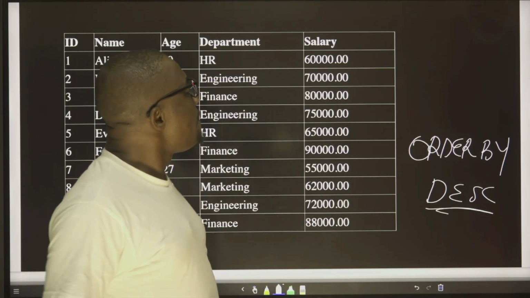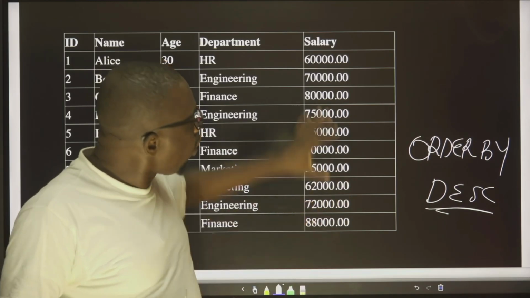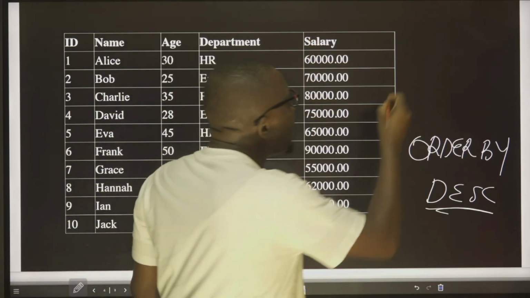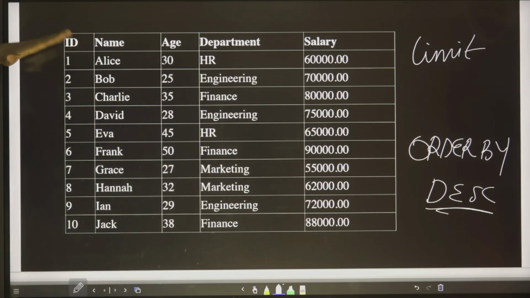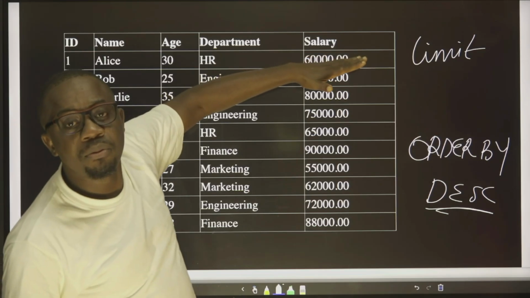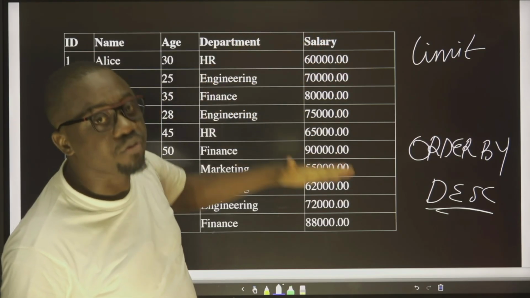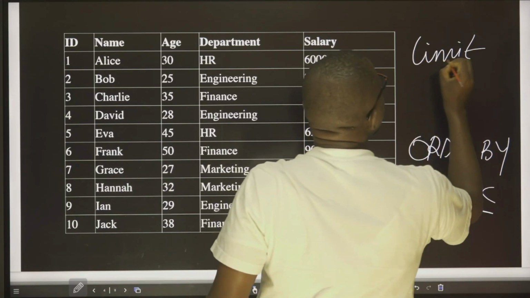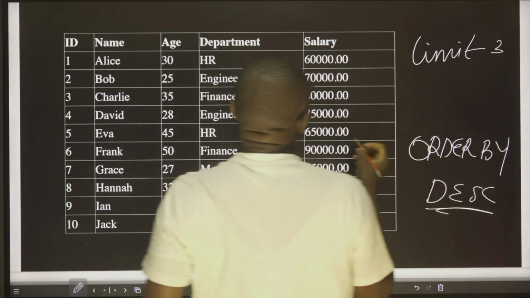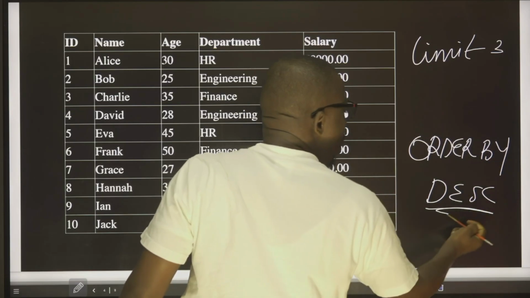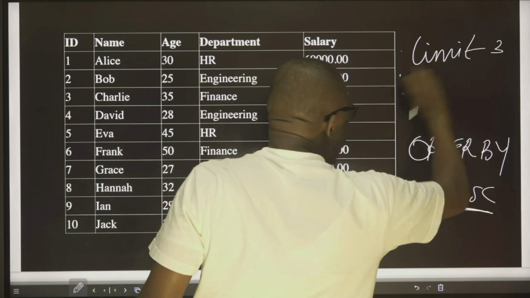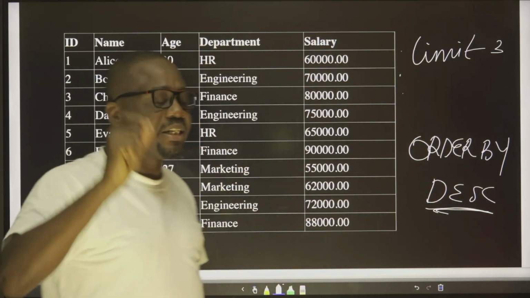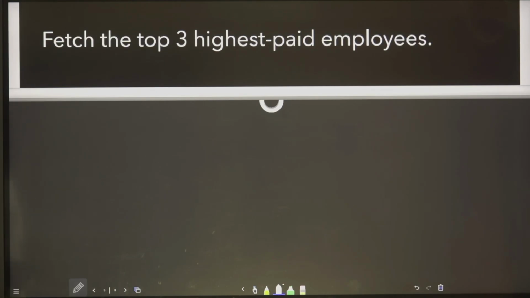Because we are looking for the highest paid, we want the highest here, because when you issue limit, it starts from the first row. So we want to put the highest at the top, followed by the next one, and so on and so forth. Therefore, we say limit 3. Once we order by descending, the highest will be here, followed by the next one, another one, then the limit will capture the first 3. This question says fetch the top 3 highest paid employees.